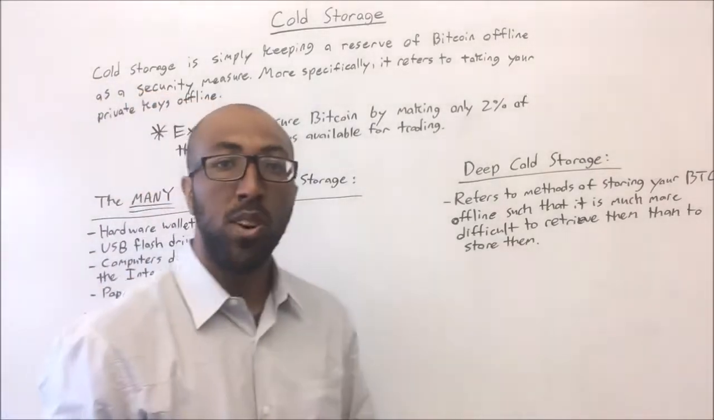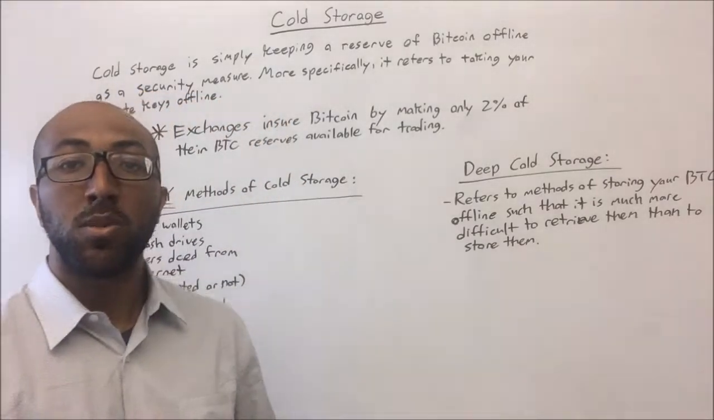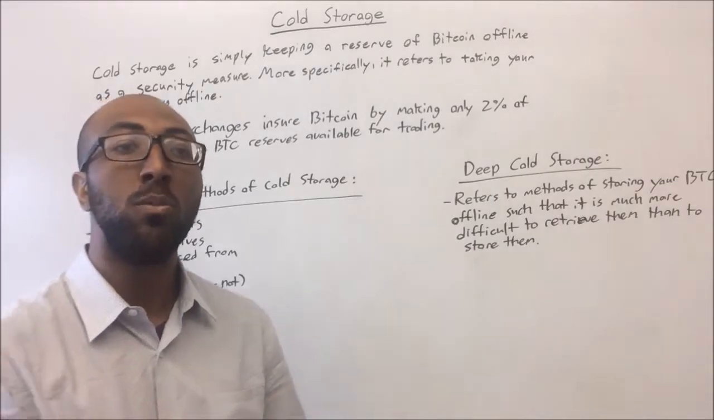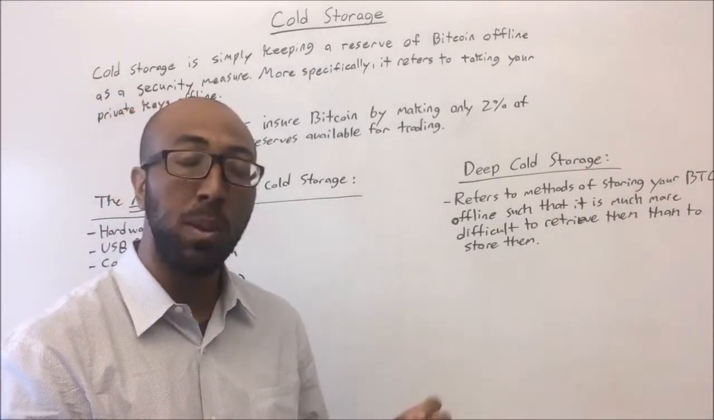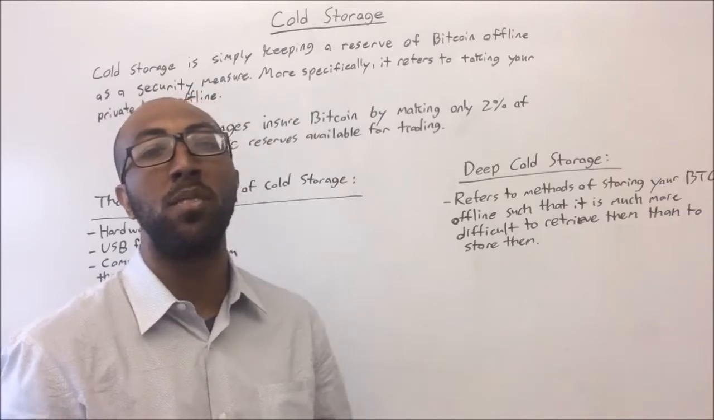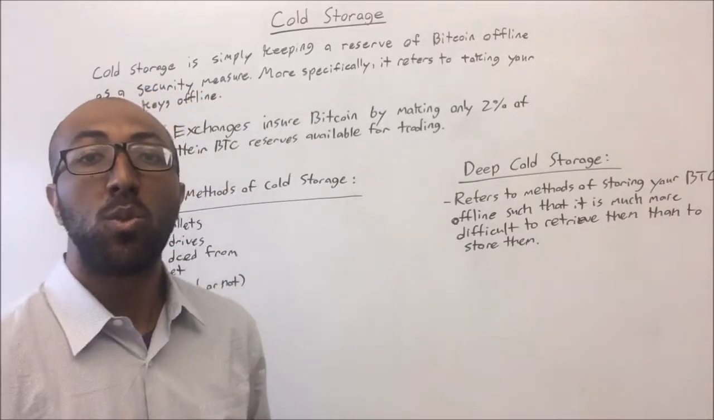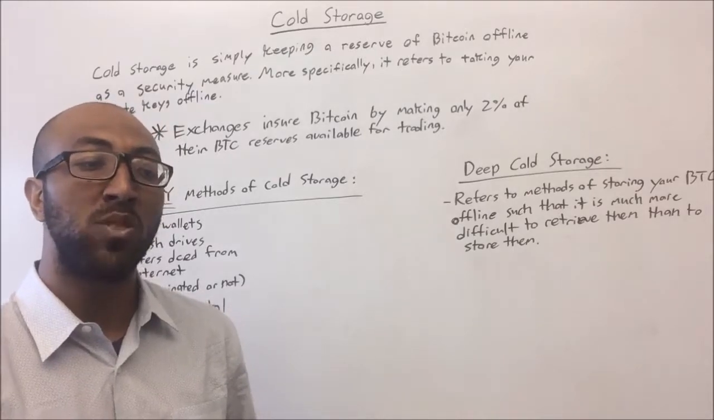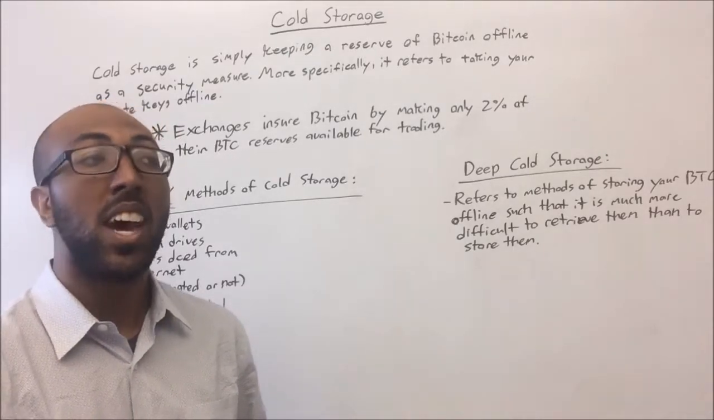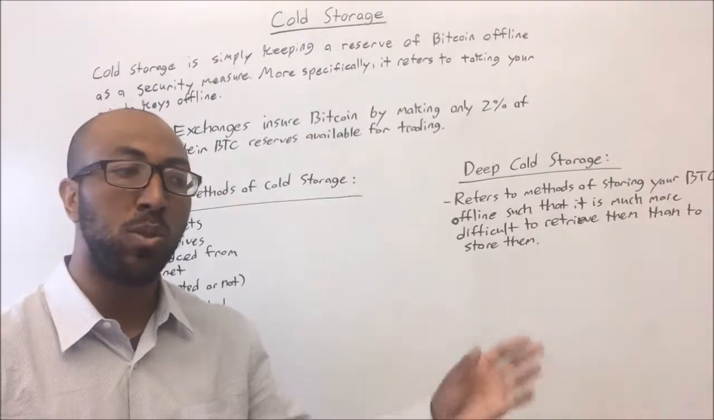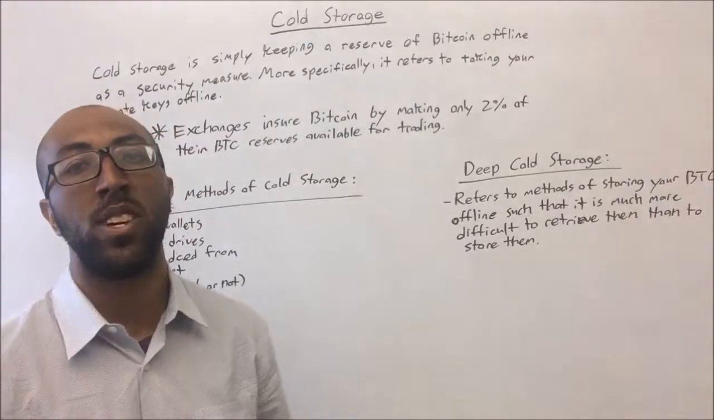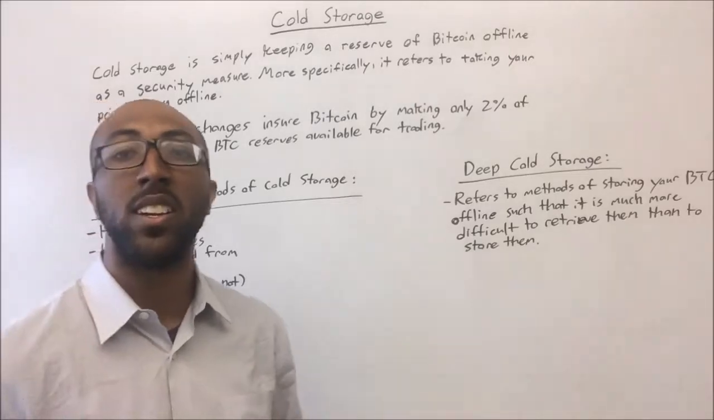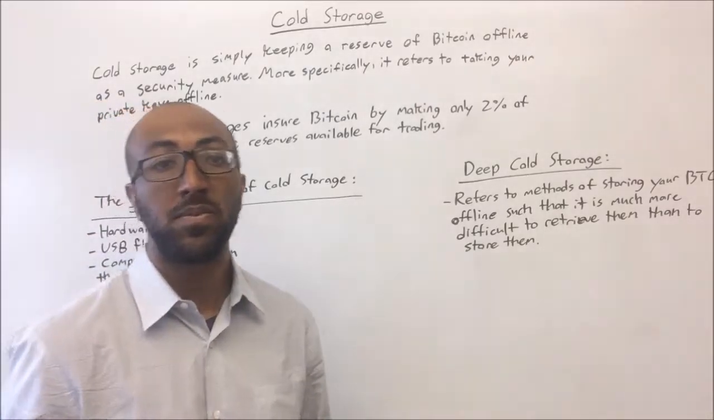So as an example of cold storage, let's just suppose you have a Coinbase account and you feel like you have too many Bitcoin on Coinbase. Maybe you have 500 Bitcoin. So what you could do is you could get a hardware wallet, generate an address from that hardware wallet, and then send the Bitcoin from your Coinbase account to that address, thereby taking those Bitcoin offline. It's as simple as that.